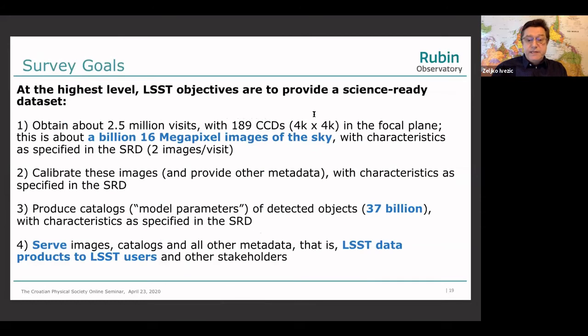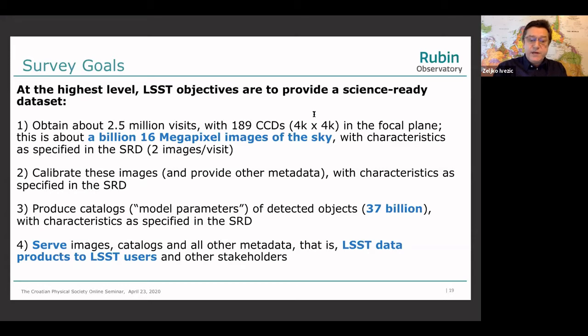So to summarize, based on these 4 science themes, the goal of LSST is basically to enable science in that domain. And to do so, we have 3 basic steps. First, we need to get images and calibrate them.